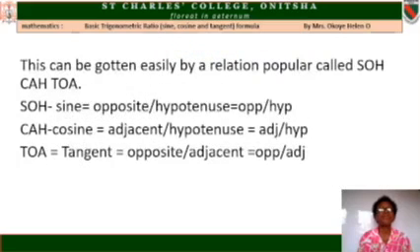This can be gotten easily by a relation popularly called SOHCAHTOA. What is SOHCAHTOA? The simplest way to remember sine, cosine, and tangent formulas. SOH means sine, opposite over hypotenuse. Later, I will show you the angle and show you the one that is opposite, the one that is hypotenuse, and adjacent. CAH: cosine, adjacent over hypotenuse. TOA: tangent, opposite over adjacent.